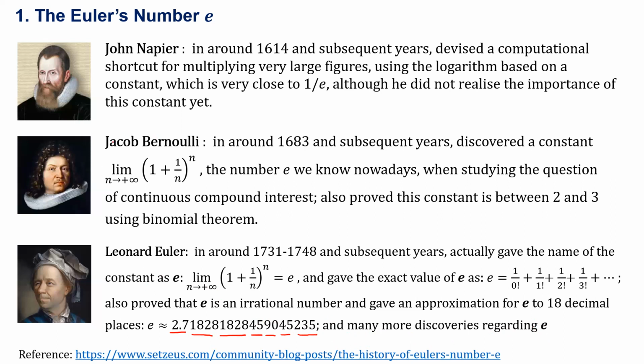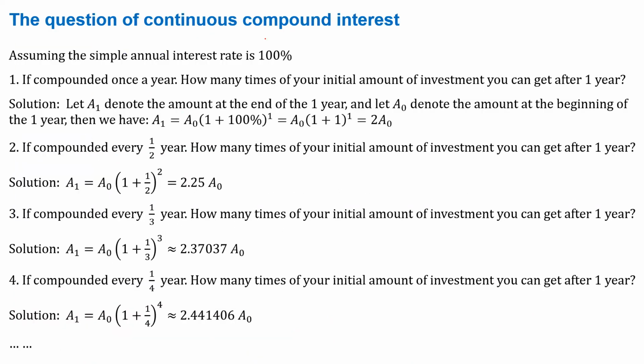Okay, so next let's have a look at the detailed work by Jacob Bernoulli, which is a question of the continuous compound interest. This will help you to understand the meaning of the number E. Okay, so let's consider this question here. Assuming the simple annual interest rate is 100%, that means if you save $1 at the beginning of this year, and at the end of this year, the bank will return $2 to you, right? This means the simple annual interest rate is 100%.